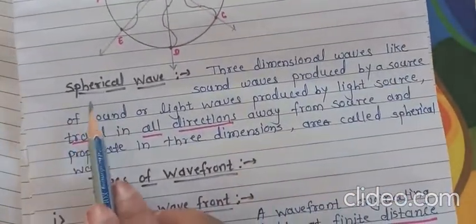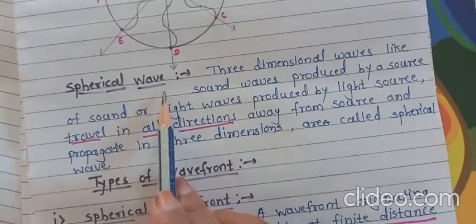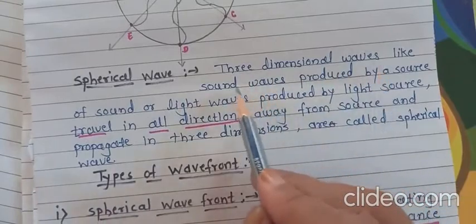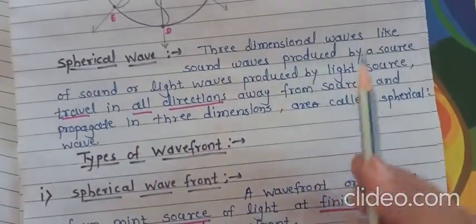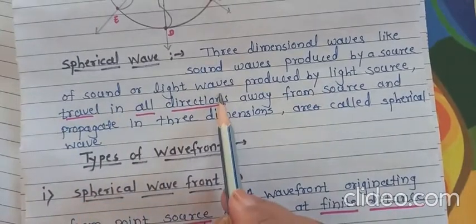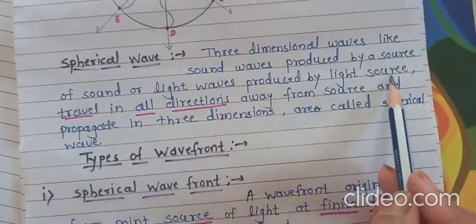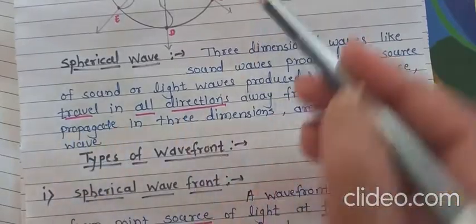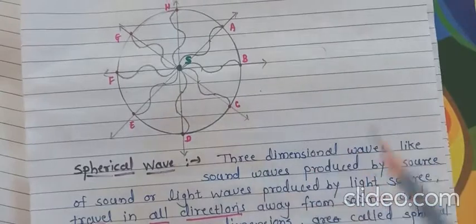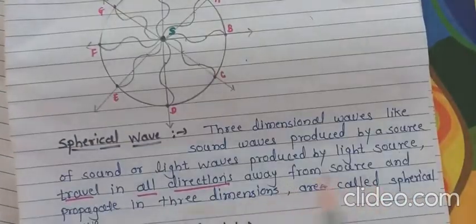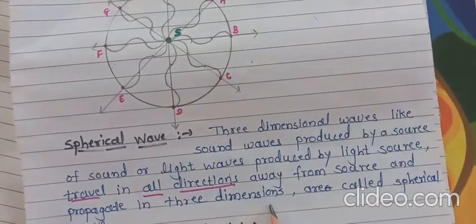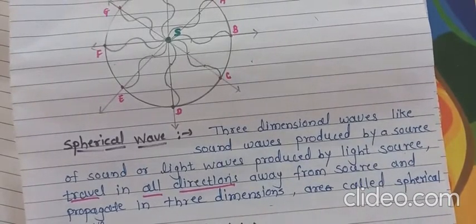Next one is spherical waves. Three-dimensional waves like sound waves, which are produced by a source of sound, or light waves produced by a light source, travel in all directions as shown in the above figure away from the source and propagate in three dimensions. They are called spherical waves.